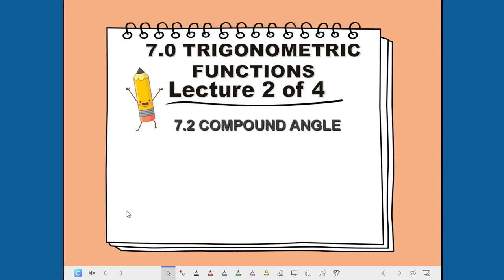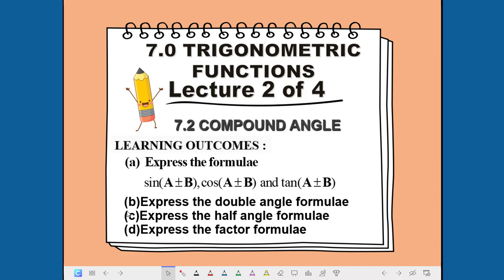Lecture 2 of 4, 7.2 compound angle. Okay, these are the learning outcomes: A, B, C, D. We're going to complete all of them in this lecture.